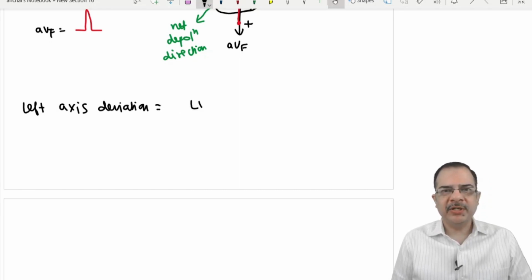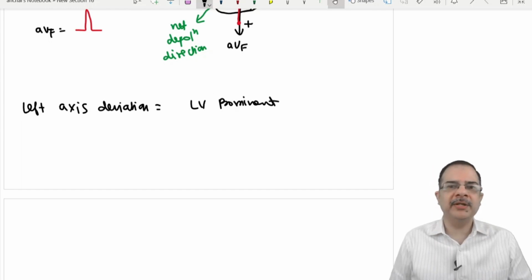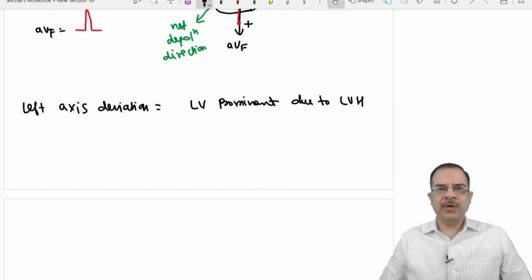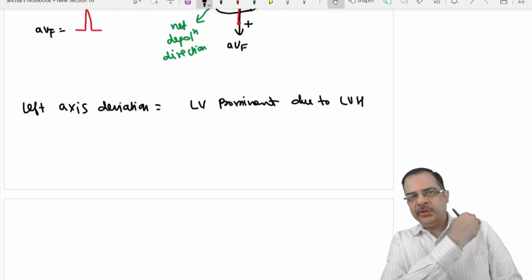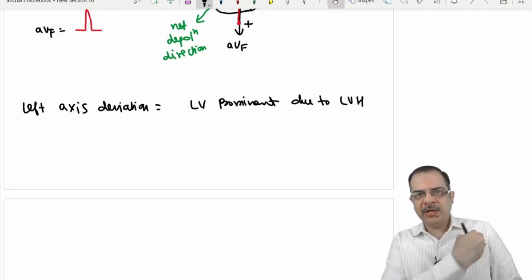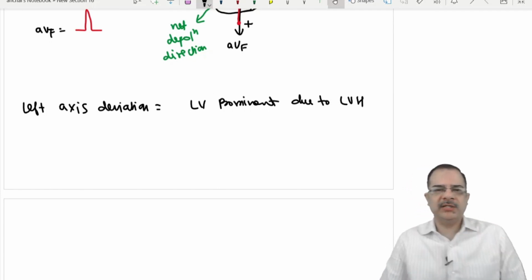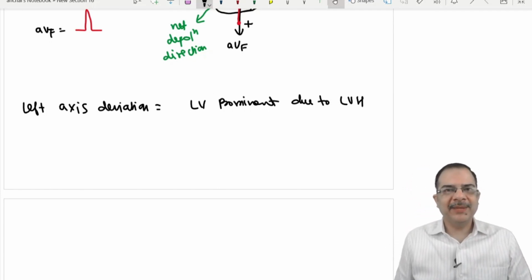So left axis deviation means the left ventricle is now more prominent than the right one, due to LVH. So what happened? The lateral wall and posterior wall get hypertrophied, because the lateral wall and posterior wall are the left ventricle part. If they become hypertrophied, they will shift the depolarization direction towards the left shoulder side. So first let's make the diagram.